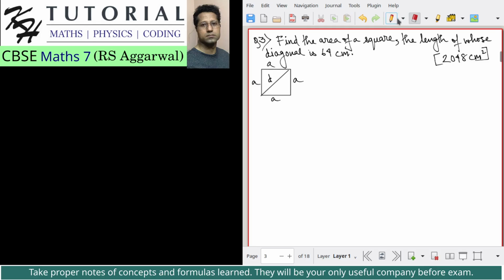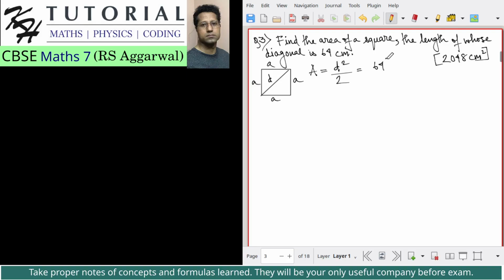We know that for a square, the area of a square in terms of the diagonal is d square by 2. This formula, how the area, the diagonal, the side and the perimeter of a square are related, you must be well aware of. So area of a square is diagonal square divided by 2. The diagonal is given as 64.